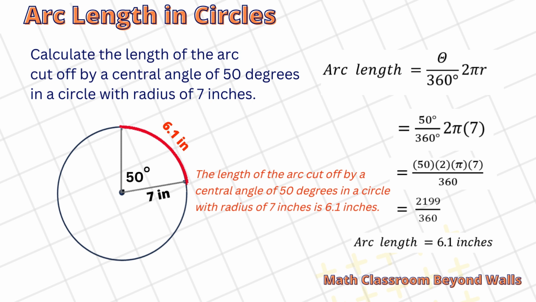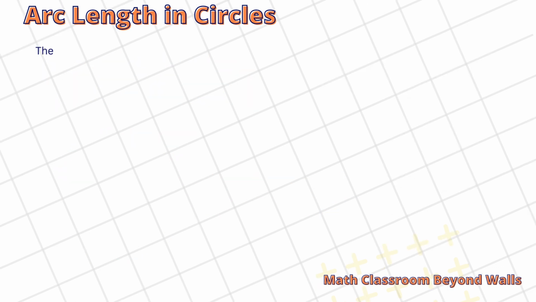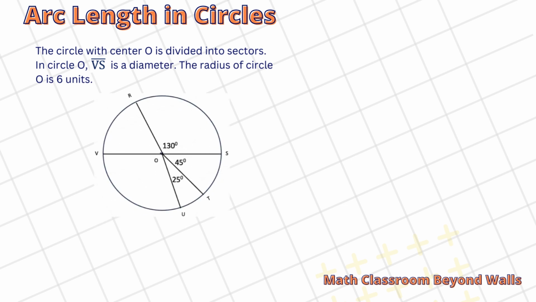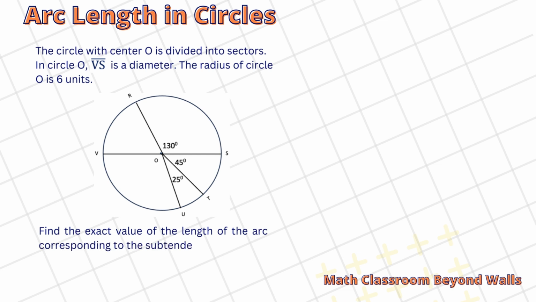Here is the second problem. The circle with center O is divided into sectors. In circle O, segment VS is a diameter. The radius of circle O is 6 units. We are given a figure here. Find the exact value of the length of the arc corresponding to the subtended central angle, angle VOU.